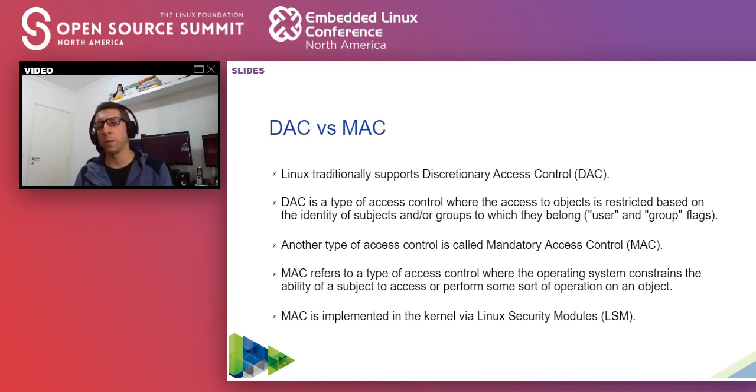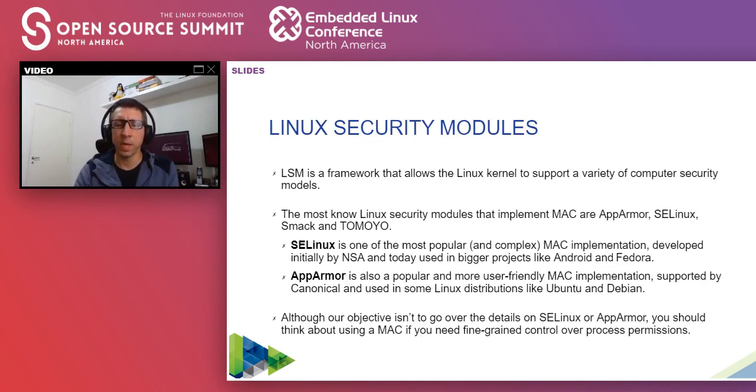Basically, in a MAC system, you have objects and subjects. An object is everything in the system, like a file or a socket, and a subject is basically a process. So you define what a subject can do with an object. There are some MAC implementations in Linux using the Linux security module framework. I would say the two most famous are SELinux and AppArmor. For example, Android uses SELinux, and AppArmor is used in Ubuntu.